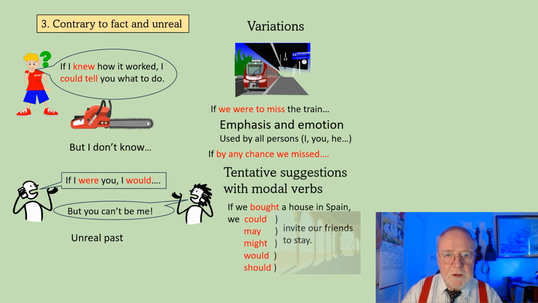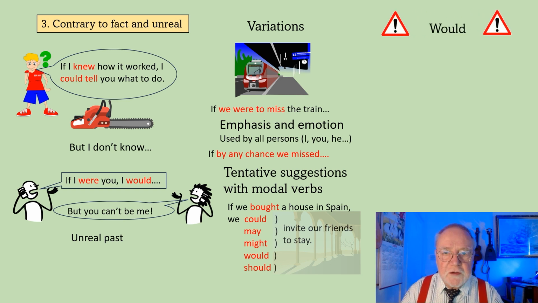And for tentative suggestions, which are kind of vague thoughts, we use our modal verbs. If we bought a house in Spain, then in the result clause, we could invite our friends, we might invite our friends, we would invite our friends to stay.